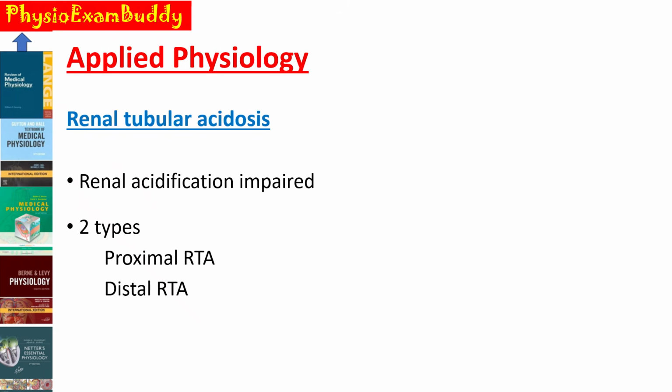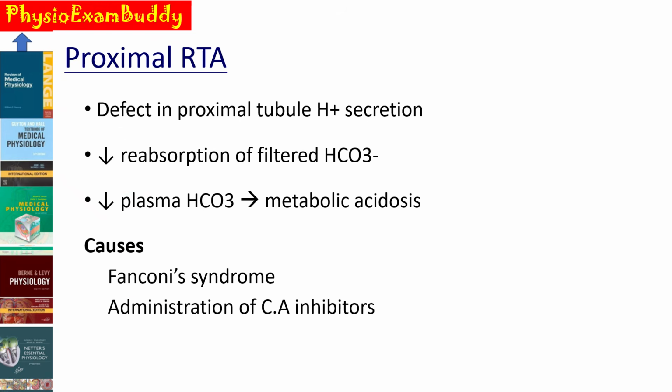So that is about the renal regulation of the plasma pH, and along with that you have to write the applied physiology, and the applied physiology here is renal tubular acidosis. It is a condition in which the renal acidification is impaired, and there are two types of renal tubular acidosis. The first one is proximal renal tubular acidosis and the second one is distal renal tubular acidosis. In the proximal renal tubular acidosis, the defect is in the proximal tubule H+ secretion.